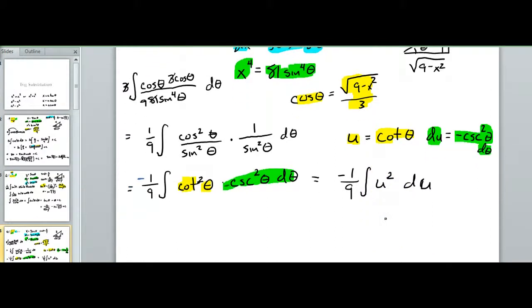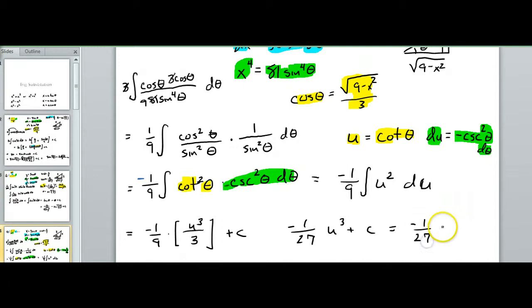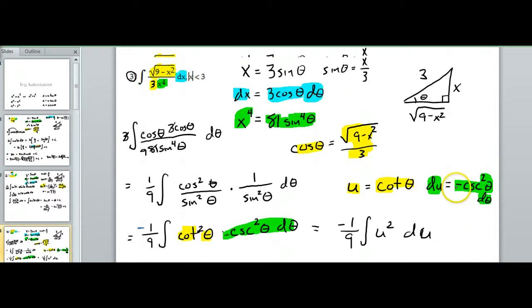Alright, and then the antiderivative of a function to a power is, using the power rule, we get u cubed over 3 plus c, and then combine your denominators and you get negative 1 over 27 u cubed plus c, and then u is the cotangent. So negative 1 over 27 times cotangent cubed theta plus c. Alright, now we went back one variable. We went back from u to theta. Now we need to go back from theta to x.